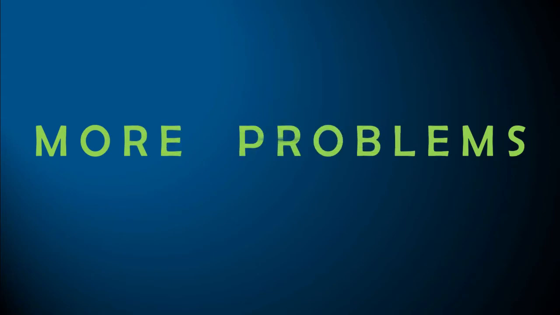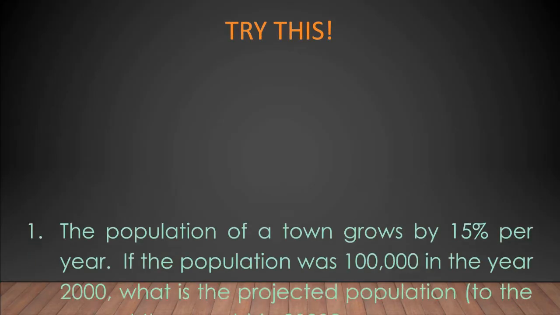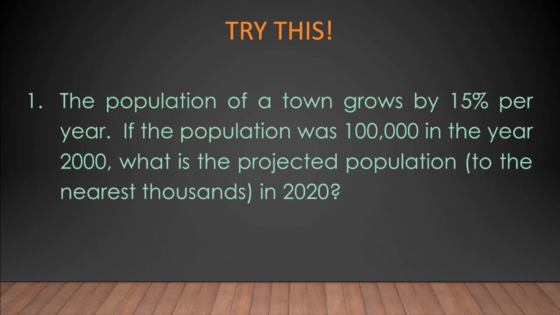Now let's have problems involving the application of geometric sequence. So try this. The population of a town grows by 15% per year. If the population was 100,000 in the year 2000, what is the projected population to the nearest thousands in 2020?